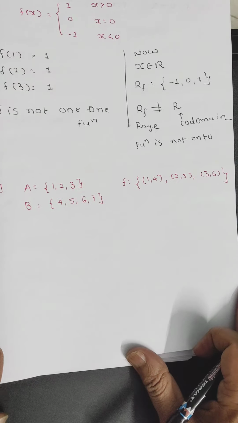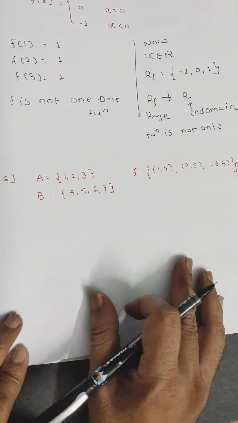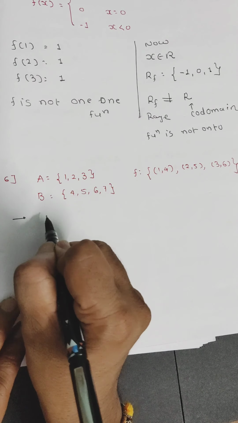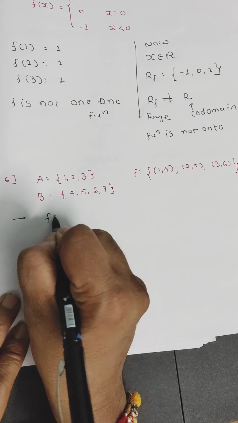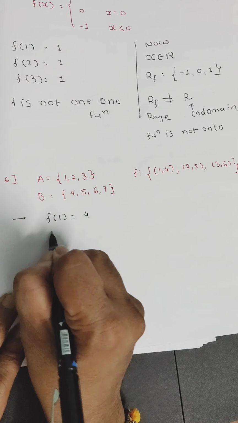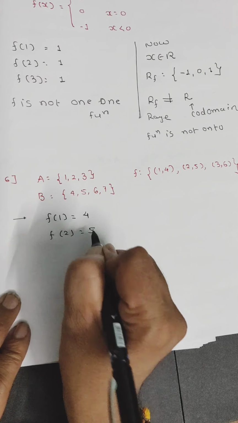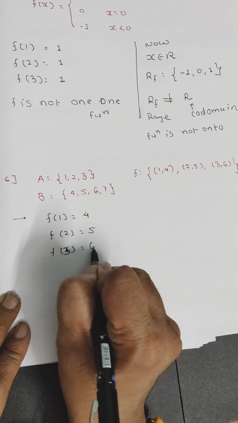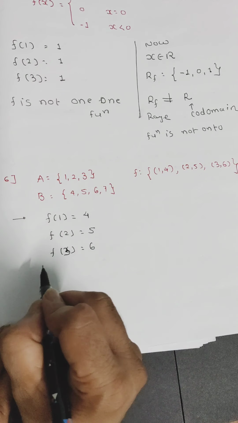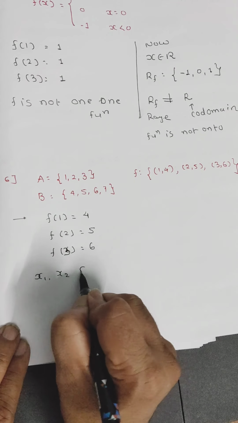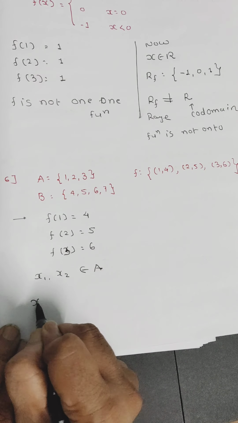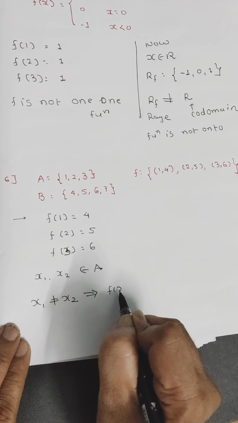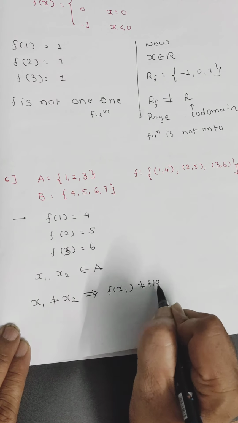Now the sixth example, I just have to show whether it is one-one or not. But here A is given, again I am writing, but we are aware f of 1 is 4, f of 2 is 5, and f of 3 is 6. So for x1, x2 belongs to A, x1 does not equal x2, then f(x1) does not equal f(x2).